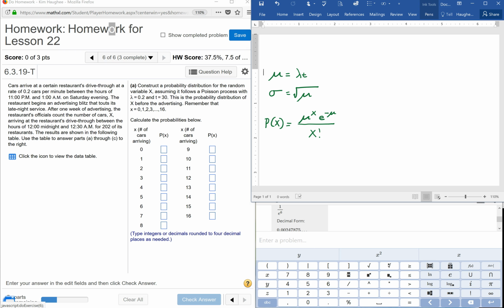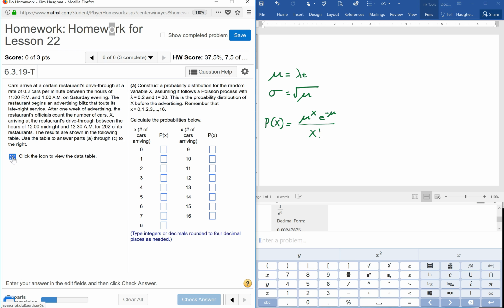The restaurant begins an advertising blitz that touts its late-night service. After 1 week of advertising, the restaurant's officials count the number of cars, X, arriving at the restaurant's drive-thru between the hours of 12 midnight and 12:30 a.m. for 202 of its restaurants. The results are shown in the following table.